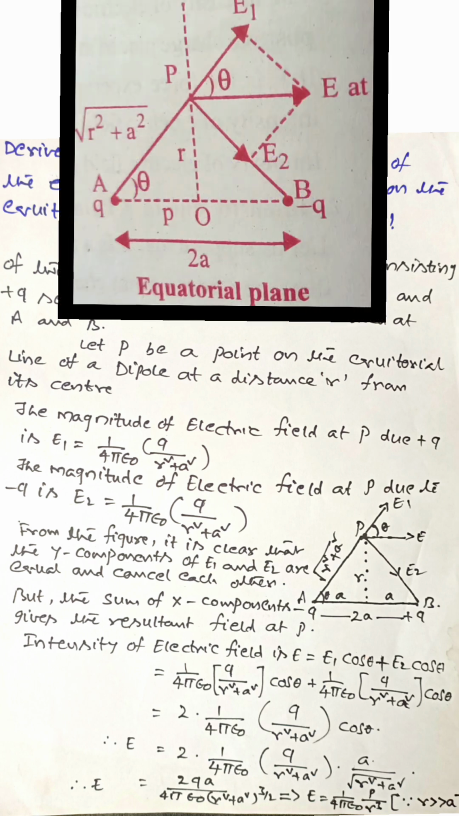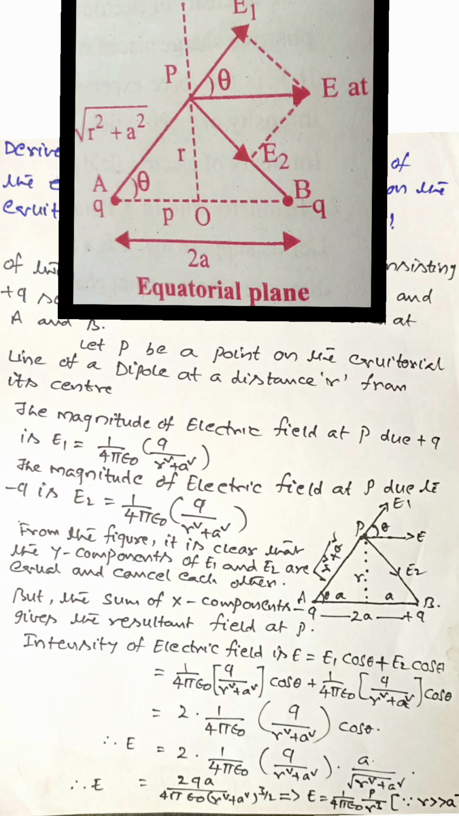From the figure, it can be understood that the y components of electric fields E1 and E2 are equal and cancel each other. But the sum of x components gives rise to the resultant field at P. Therefore, intensity of electric field E is equal to E1 cos theta plus E2 cos theta, that is equal to 1 by 4 pi epsilon naught into q by (r square plus a square) cos theta plus 1 by 4 pi epsilon naught into q by (r square plus a square) cos theta, that is equal to 2 into 1 by 4 pi epsilon naught q by (r square plus a square) cos theta. Here cos theta can be written as a by root of (r square plus a square).